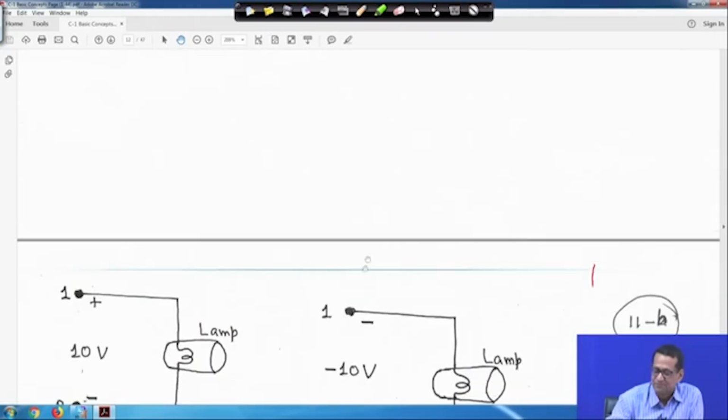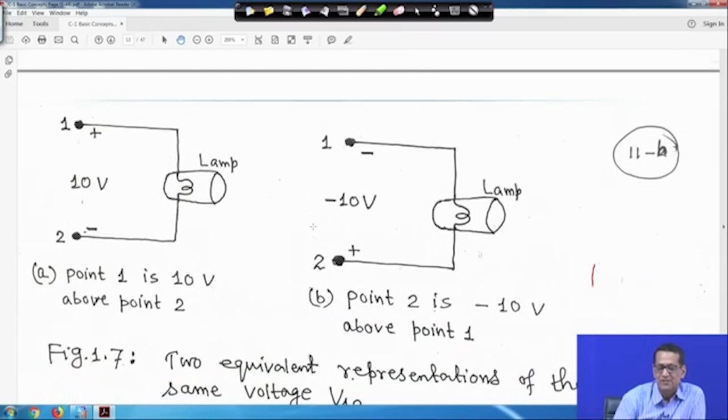You come here, right. For example, here it is point 1, and this is 2. This is a lamp. So, it is 10 volt. The meaning is point 1 is 10 volt above point 2. This is the meaning, right.